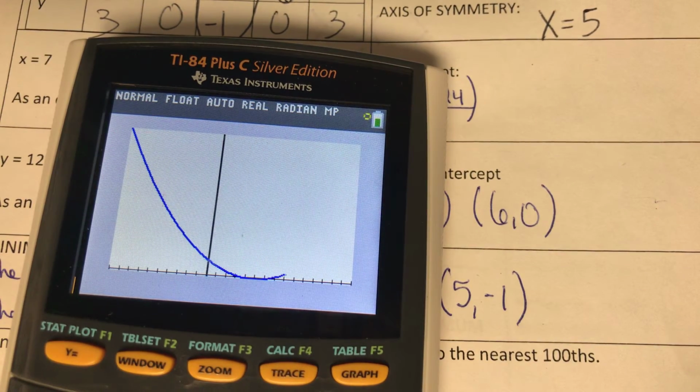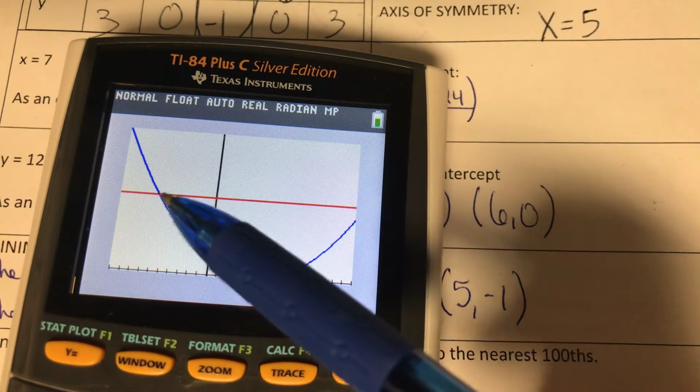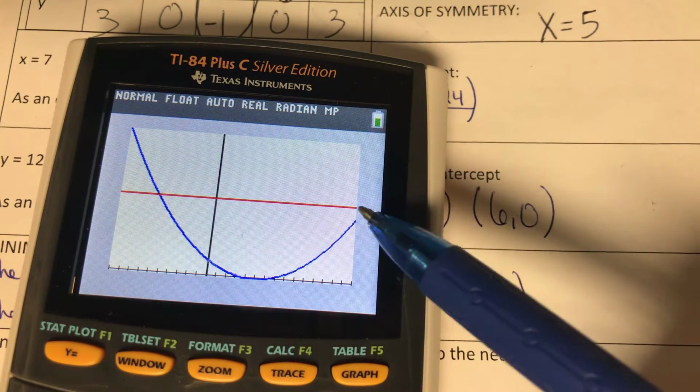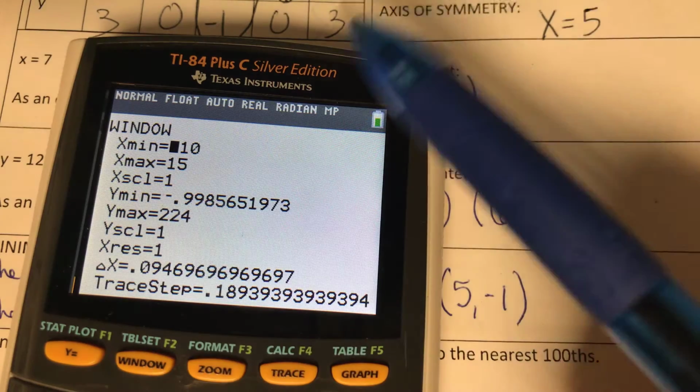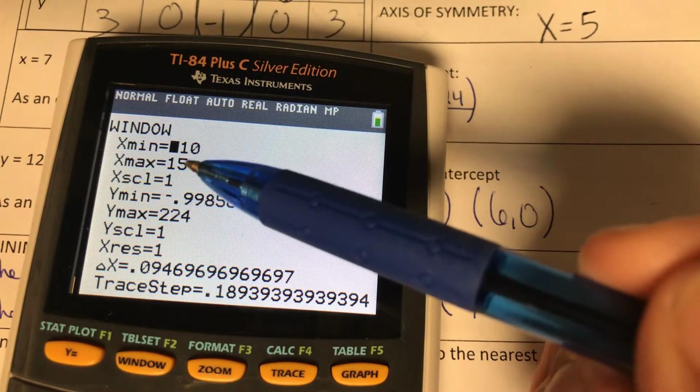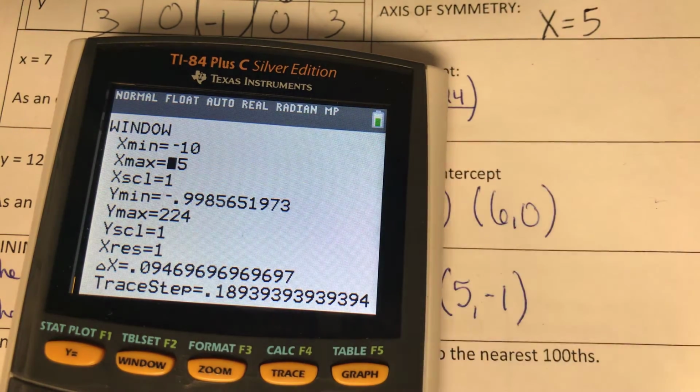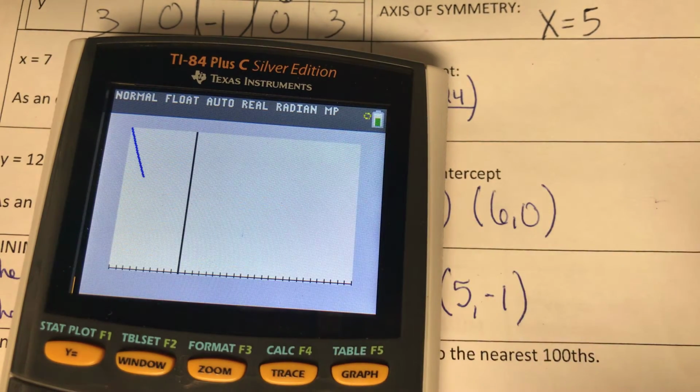Alright, so there's one. And I don't know if these two will meet, if I'll see it. Oh, here we go. I'm really close to seeing, you can definitely see where it meets here, but it's also meeting over here. So I can get both answers. I will adjust my window really quickly. I'm going to press window, and I need to go further right, so I'm going to change my x max from 15, I'm just going to make it 25, and hit graph again.